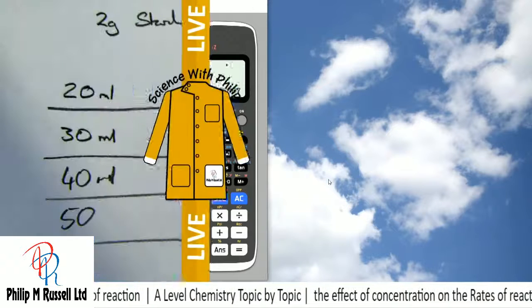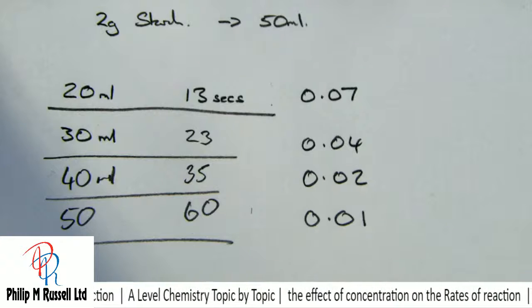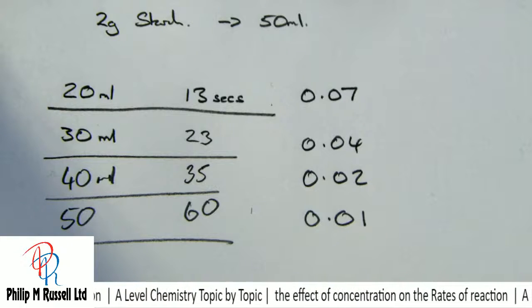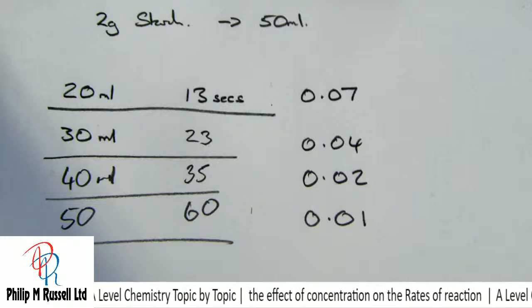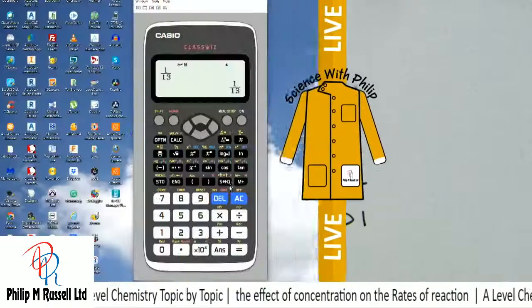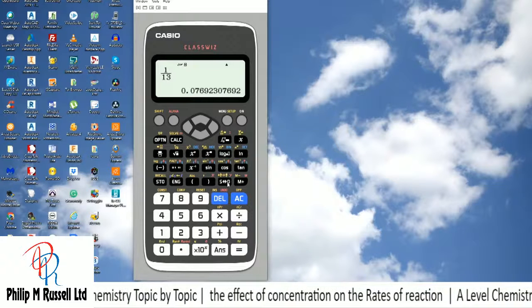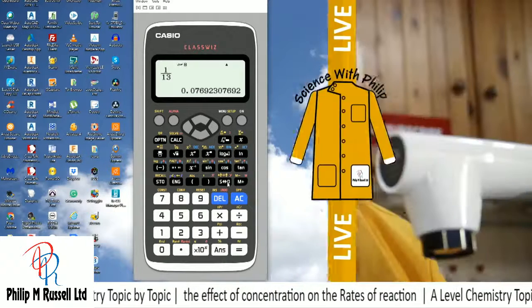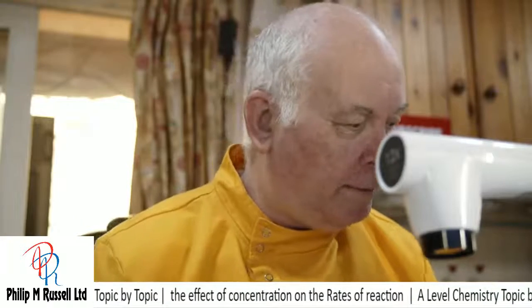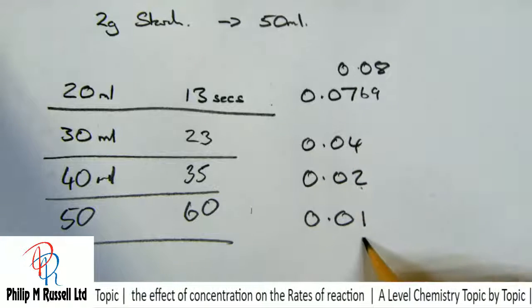If we in fact take what 1/13 was a little bit more accurately here, you'll see it's 0.0769. That's nearly 0.08. And what you should see here is a pattern developing. Let's have a look. This is our pattern: 0.08, 0.04, 0.02, 0.01.